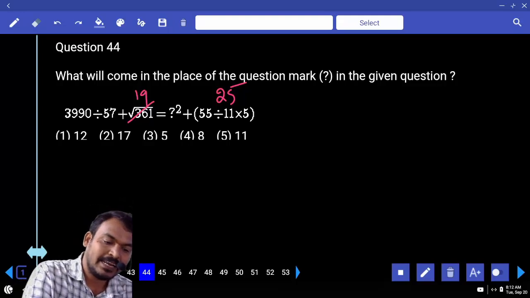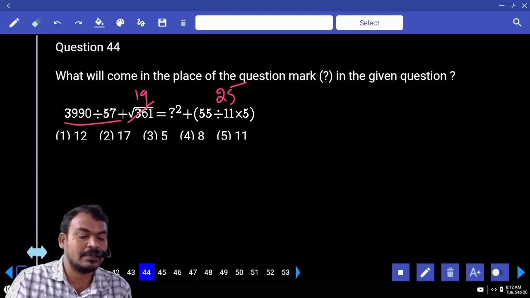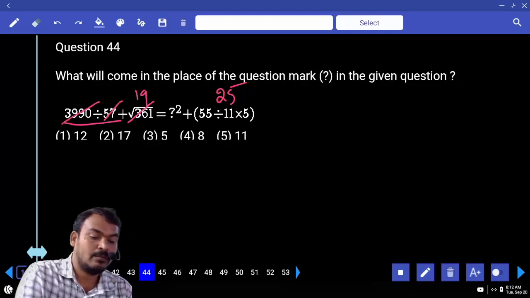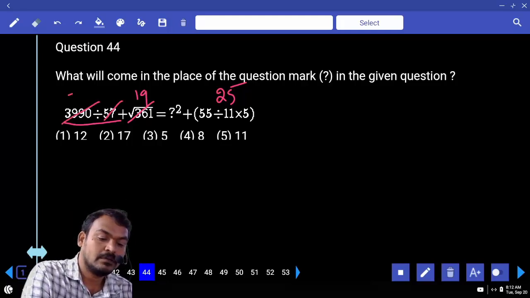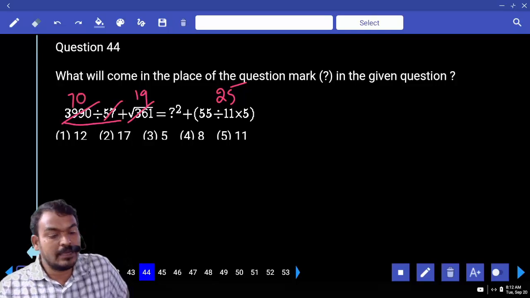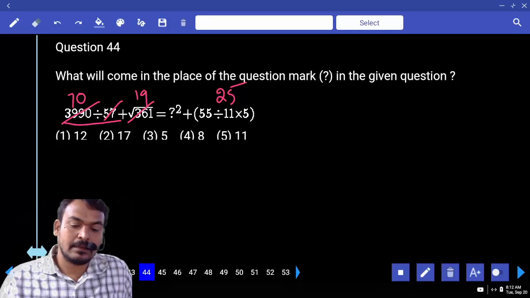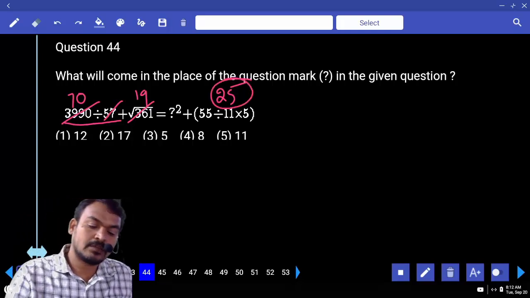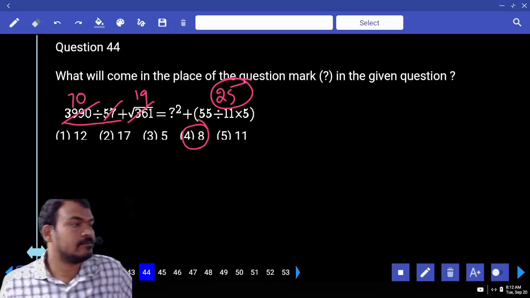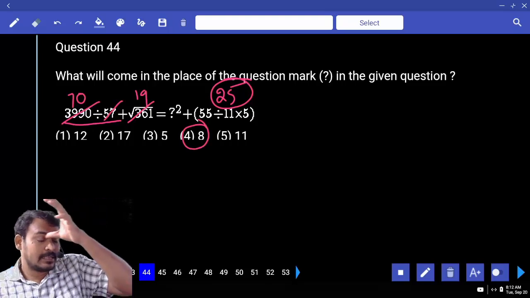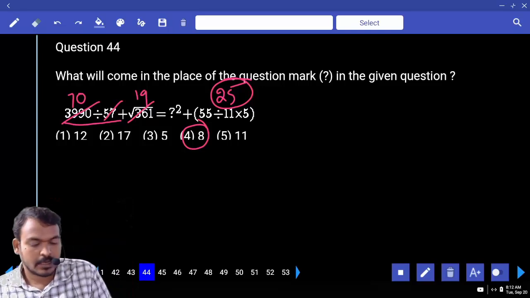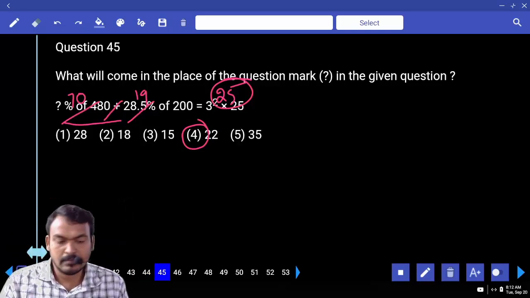Next, 3990 divided by 57. First 57, almost how many times? 7 times or not? Nothing but 70 or not? 70 plus 19, 89, minus 25, 64. It is square of which one? 8. Right hand side value becomes left hand side negative or positive? Negative.